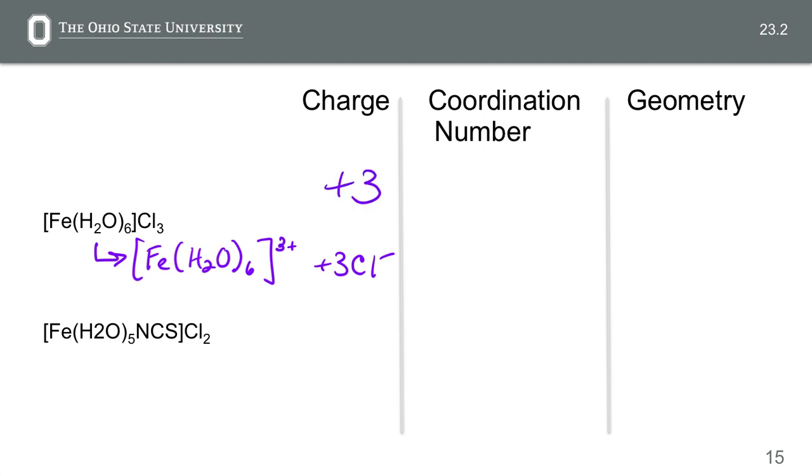What about for the bottom one? +2, yep. Okay, coordination numbers for the top, hexaaqua. 6. And what about for the bottom one? Not quite. Yeah, it's also 6. So there's 5 water for the bottom one, and then the thiocyanate ion as well. So total of 6. And because they both have coordination numbers of 6, that one's easy. You know they're going to be octahedral compounds.